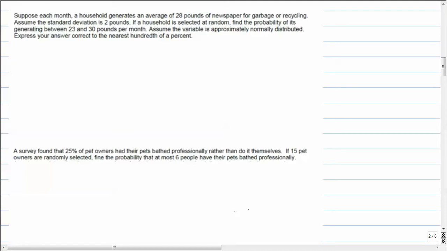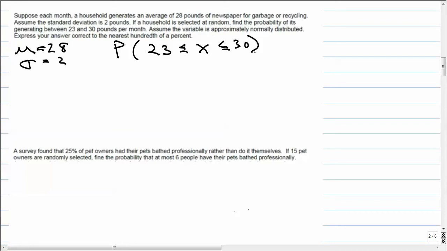Each month, a household generates an average of 28 pounds of garbage. The standard deviation is 2 pounds, so this is what we're told. Mu is equal to 28. Our standard deviation is 2. A household is selected at random, and we want to know the probability that it is generating between 23 and 30 pounds of garbage each month. We are assuming it is normally distributed.